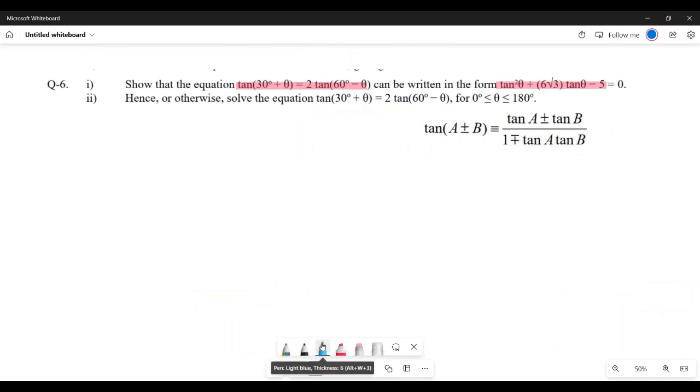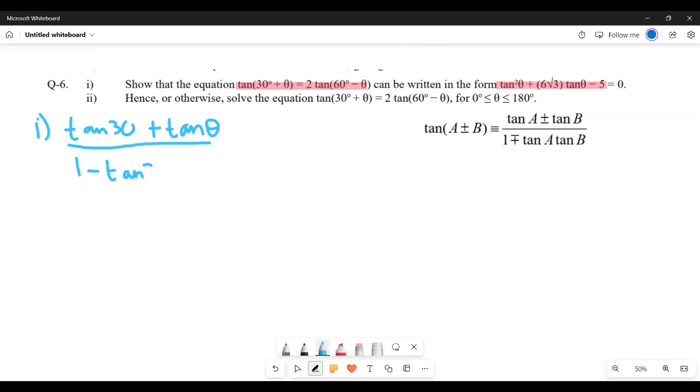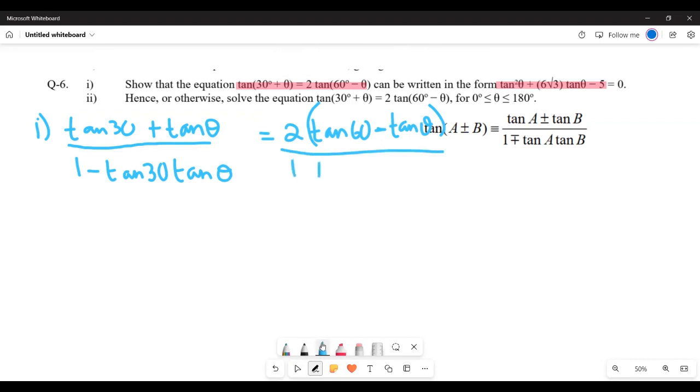So let's expand tan(30 + theta). According to the formula, that's going to be tan 30 plus tan theta upon 1 minus tan 30 tan theta, equals 2 times tan 60 minus tan theta upon 1 plus tan 60 tan theta.